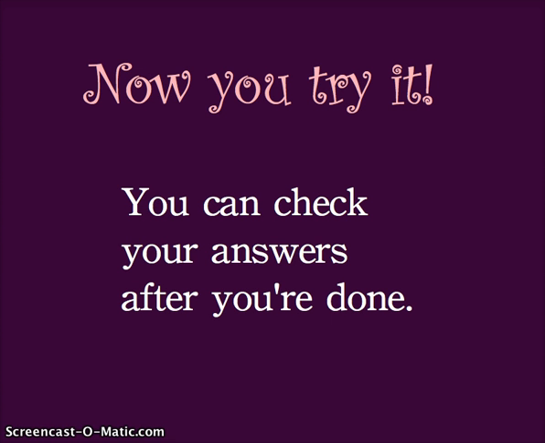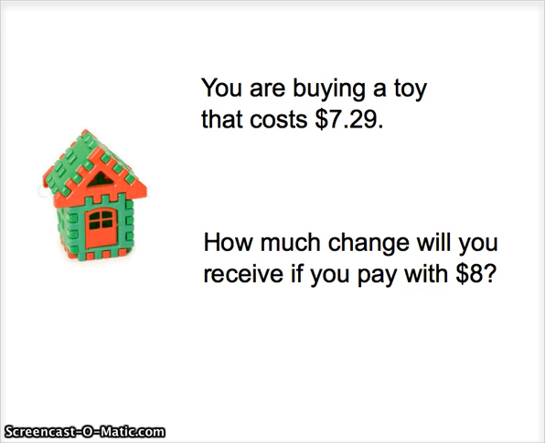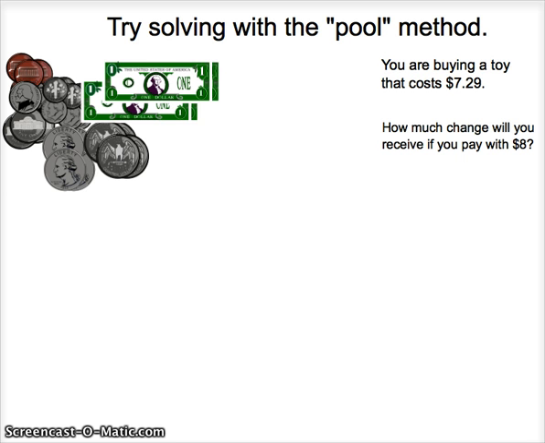Now you try it. You can check your answers after you're done. You're buying a toy that costs $7.29. How much change will you receive if you pay with $8? Since you paid with more than what the toy cost, you should get some change back. So why don't you try solving this using the pool method?